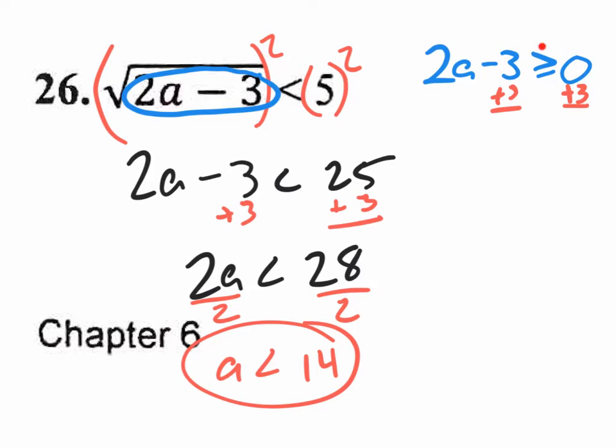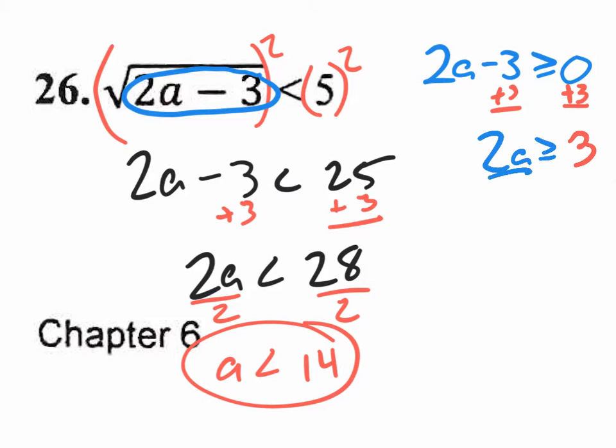If you had a third root, you wouldn't have to do this extra work, because you could actually have negative values inside of the third roots. The third root of negative 8 is negative 2. But right here, you have to have this to be greater than or equal to 0 because it's a square root. And when you solve it, you end up with 2a is greater than or equal to 3.